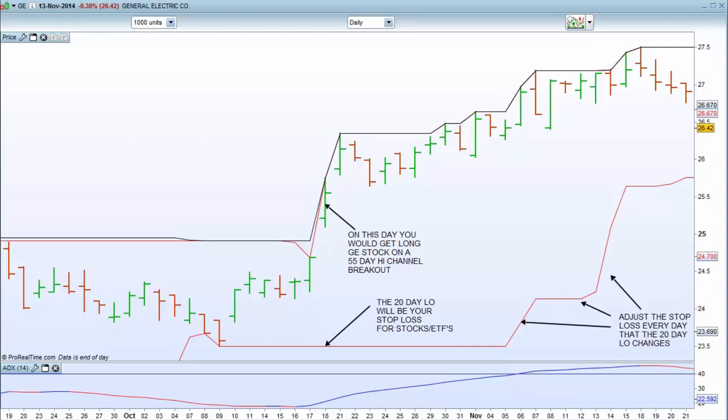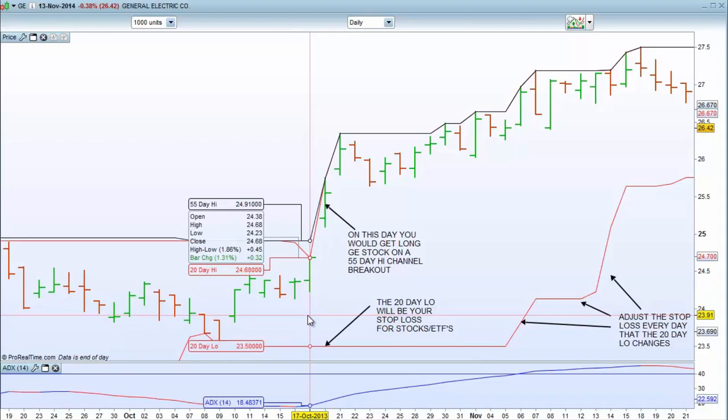The reason is stocks are very volatile due to the fact that they have overnight risk because the market is closed, and earnings risk. So we give ourselves a bit of room to see whether this market really wants to move in the direction that it wants to go by using the 20-day low. All right, let's take a look here.